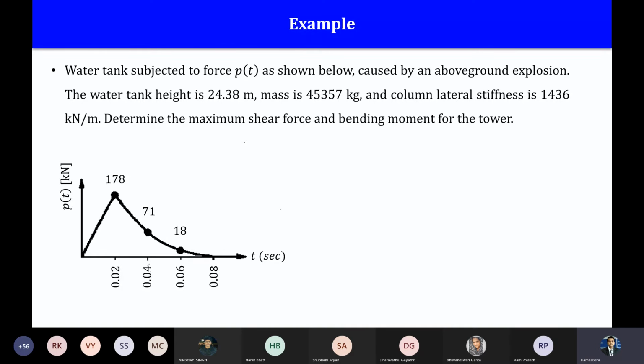So first you check TD right here. What is TD here? 0.08 second. So you see how short it is, 0.08 second, not even 1 second, not even 0.1 seconds.